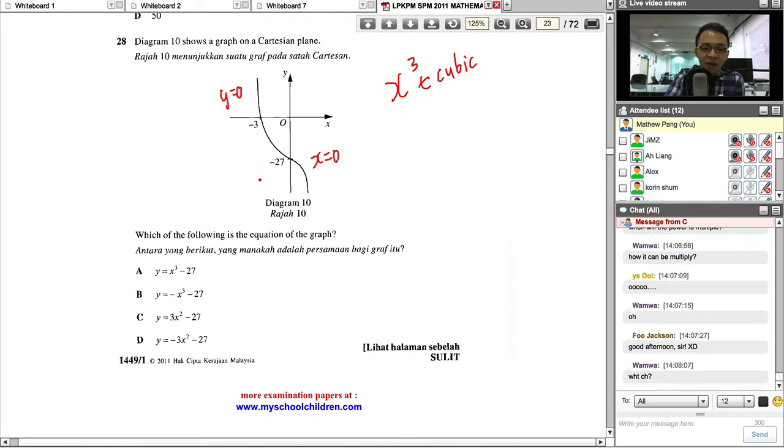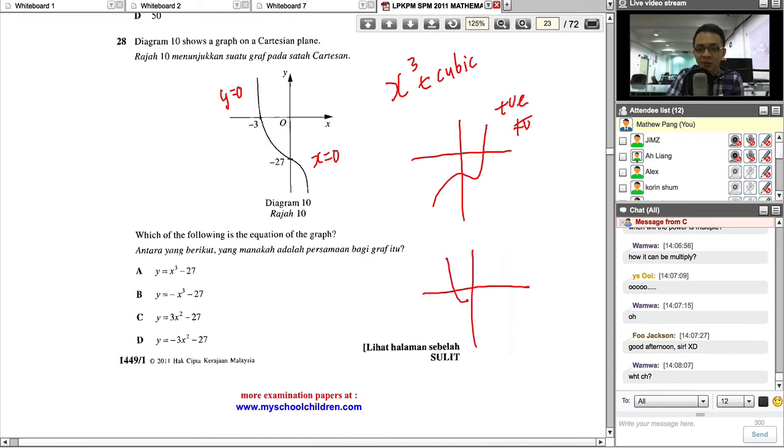So over here, I want to test which one is actually correct. For a cubic graph, positive will look like this. This is positive for x cubed. And this one will be negative. So obviously this one is negative. So those with positive are wrong. I only have these two choices left. Alright. Then I try to substitute x equal to 0 into here, to see whether I get negative 27 or not. Both also give me negative 27.